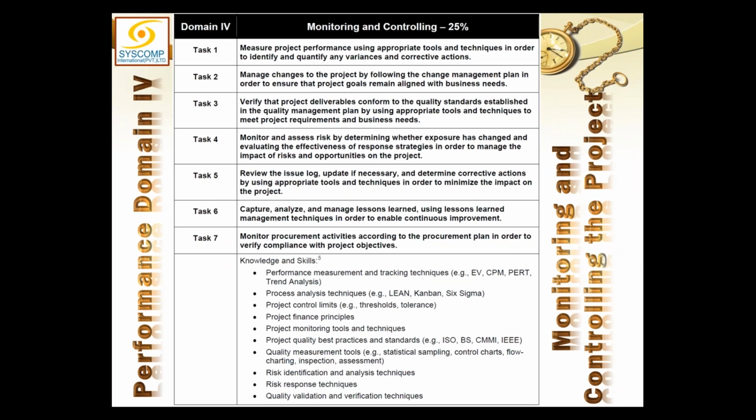Moving on to monitoring and control, you have got 7 tasks and 25% questions. That means 3 to 4 questions per task on average. And the knowledge and skills you require: you will learn earned value, critical path method, program evaluation and review technique, trend analysis, and process analysis techniques like Lean, Kanban, Six Sigma, project control limits like thresholds and tolerances, project finance principles, project monitoring tools and techniques, and so on and so forth.